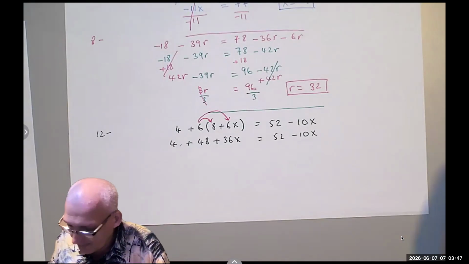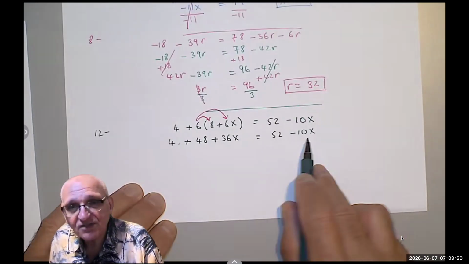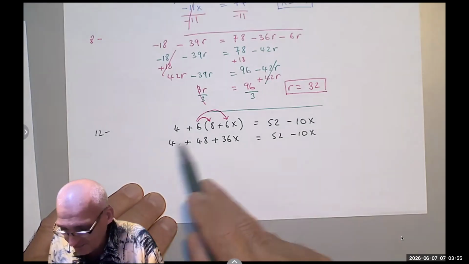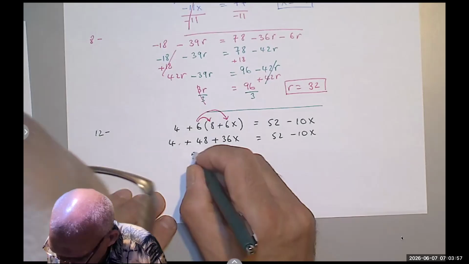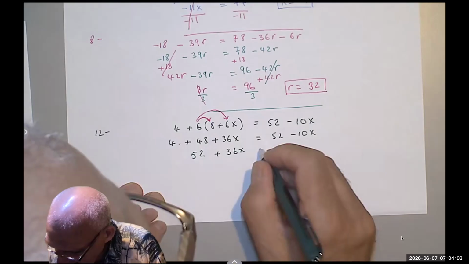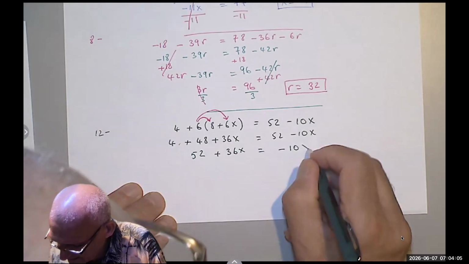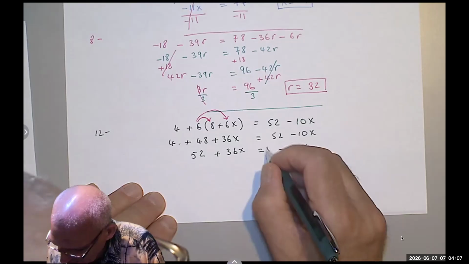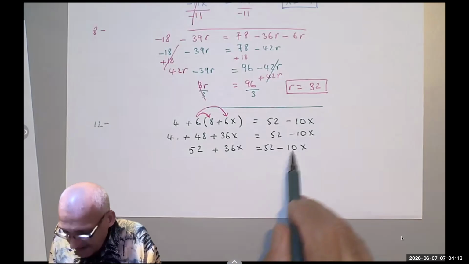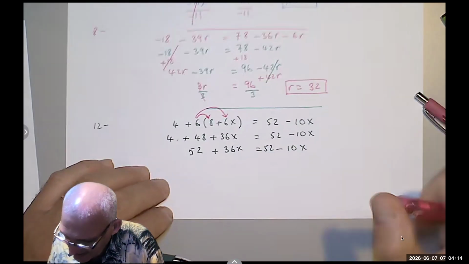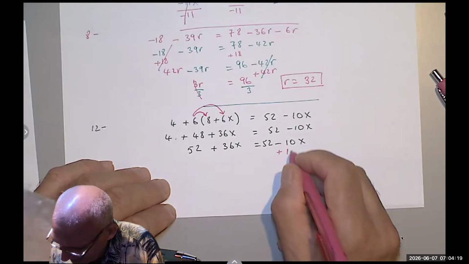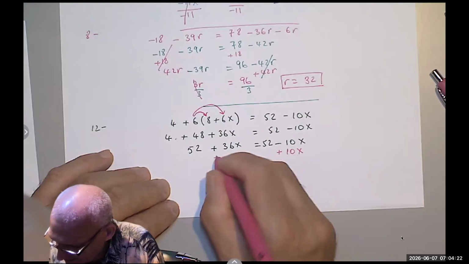Now we are going to combine like terms. I don't have like terms on the right-hand side. I have a constant and a variable, but on the left, I have 4 and 48. So I add them up and I get 52 plus 36x equals negative 10x, and I have 52. So I want all the x's on the left. So I'm going to add, notice the 10x here was subtracted, so I have to add 10x to cancel that. It's the inverse.